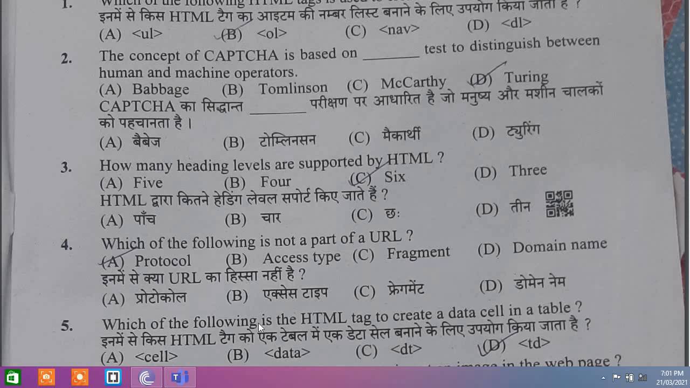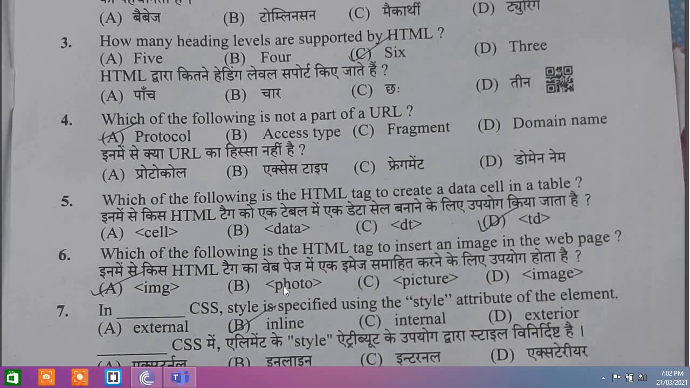Question 5 is which of the following is the HTML tag to create a data cell in a table? So here the answer is TD. This is the part of a table cell, that is D. Question 6, which of the following is the HTML tag to insert an image in a web page? For inserting we use the IMG tag in HTML, so the correct option here is A.